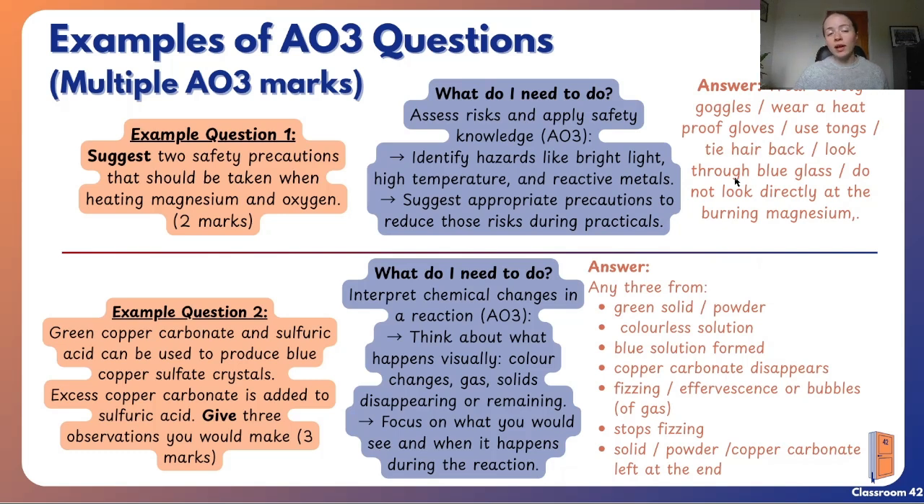And then for the second question here, it's a bit longer, but green copper carbonate and sulfuric acid can be used to produce blue copper sulfate crystals. So this is related to practical 1, which was making salts. Excess copper carbonate is added to sulfuric acid. So give 3 observations that you would make.